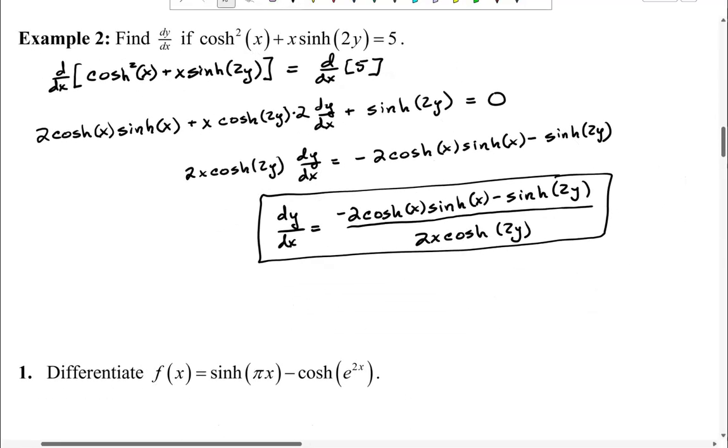Go ahead and do the similar problems that follow.